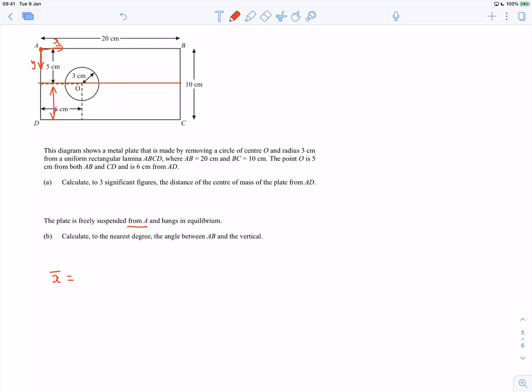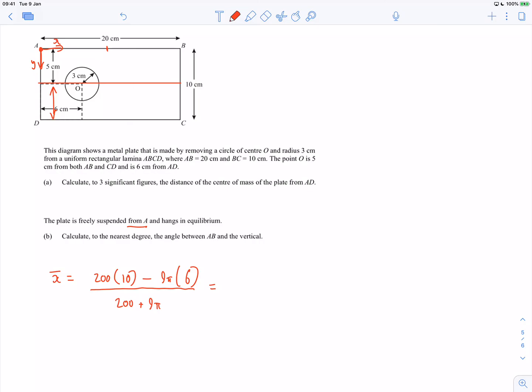is going to be the sum of the masses. Well, it doesn't particularly matter as long as it's uniform, so it would be the area, so 20 times 10, which is 200, times by the distance away. So this rectangular thing will be dead in the middle, which is 10, but now the circle is going to have a negative mass, so minus, and then its mass will be its area, so it'll be 9 pi, which is pi r squared, times by the distance away in the x direction. Well, it tells you it's 6 from the centre to that edge, and this will all be divided by the total mass, which is 200 plus 9 pi.